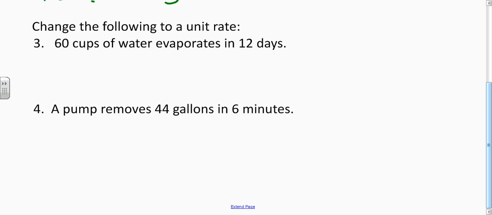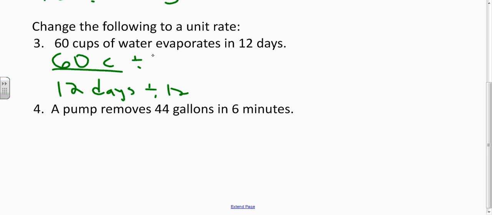Finding these last two, 60 cups of water evaporates in 12 days. I want to change that to a unit rate. So 60 cups over 12 days. Divide the numerator and denominator by that denominator. 60 divided by 12, that's going to be 5 cups. 12 divided by 12 in 1 day. This is a unit rate because I'm comparing to 1 unit in the denominator there.